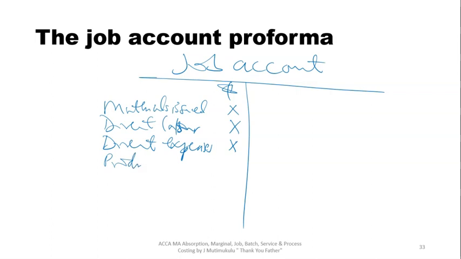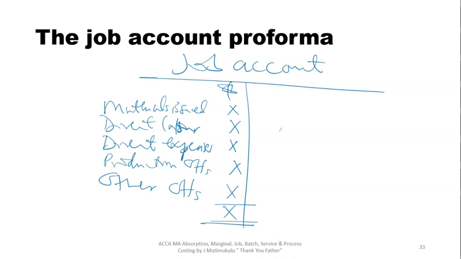The production overheads, using the predetermined overhead absorption rate. Then other overheads are also going to be included on the debit side, and then the transfer would be to the finished goods, finished jobs. That's the transfer we are going to have.